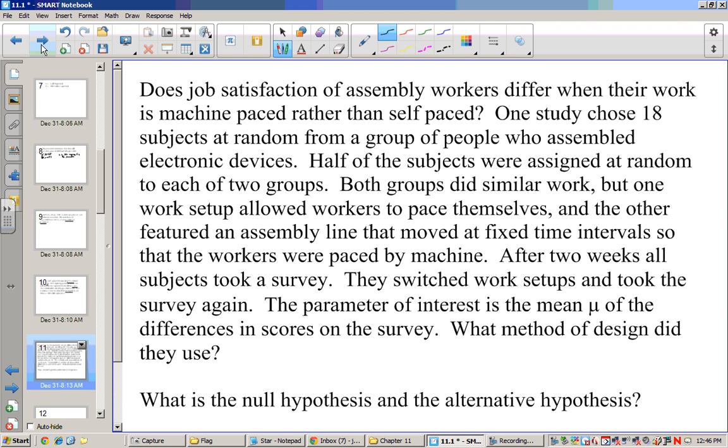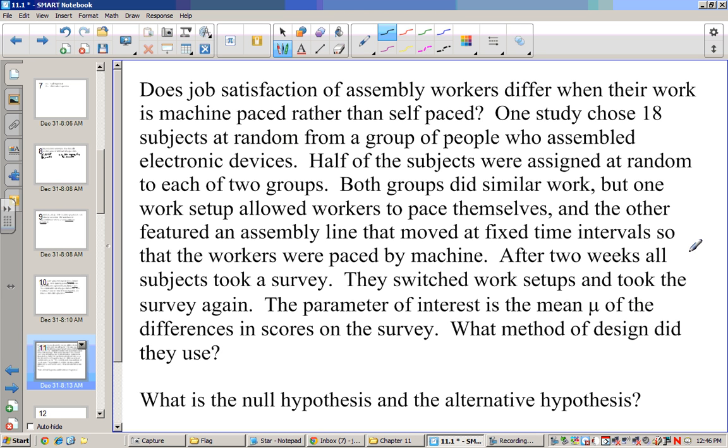Now, here's the example that we're going to do. The question says, does job satisfaction of assembly workers differ when their work is machine-paced rather than self-paced? They did a study that chose 18 subjects at random from a group of people who assembled electronic devices. Half of the subjects were assigned at random to each of the two groups. Both groups did similar work, but one work setup allowed workers to pace themselves, and the other featured an assembly line that moved at fixed intervals, so the workers were paced by a machine.